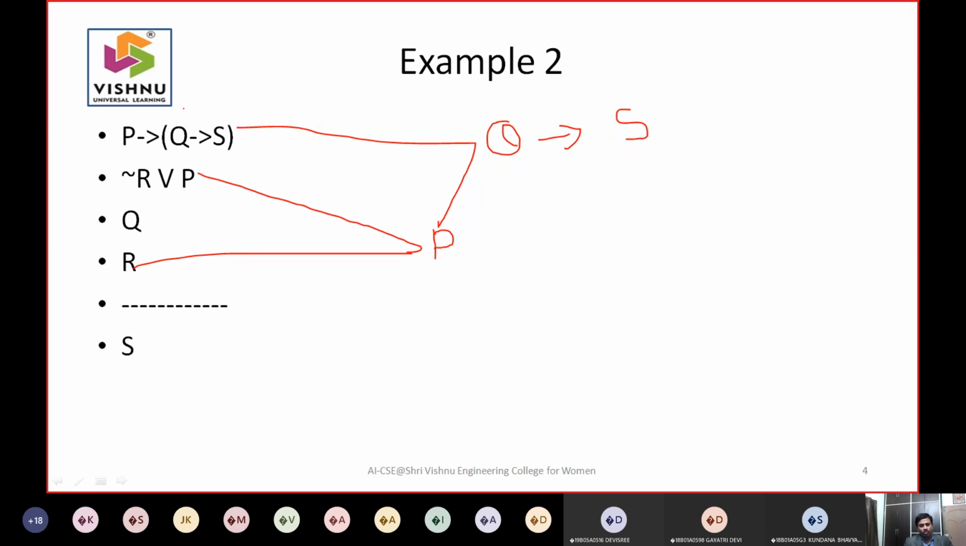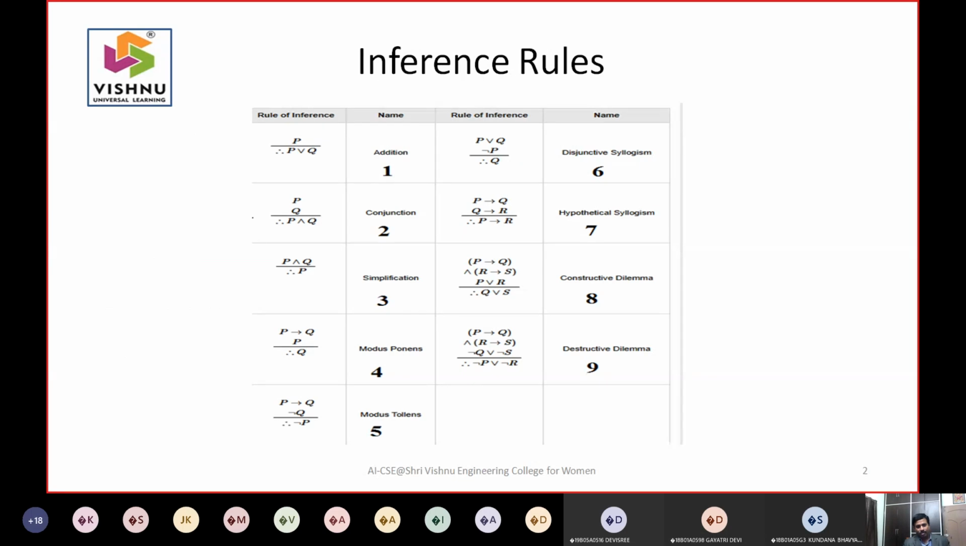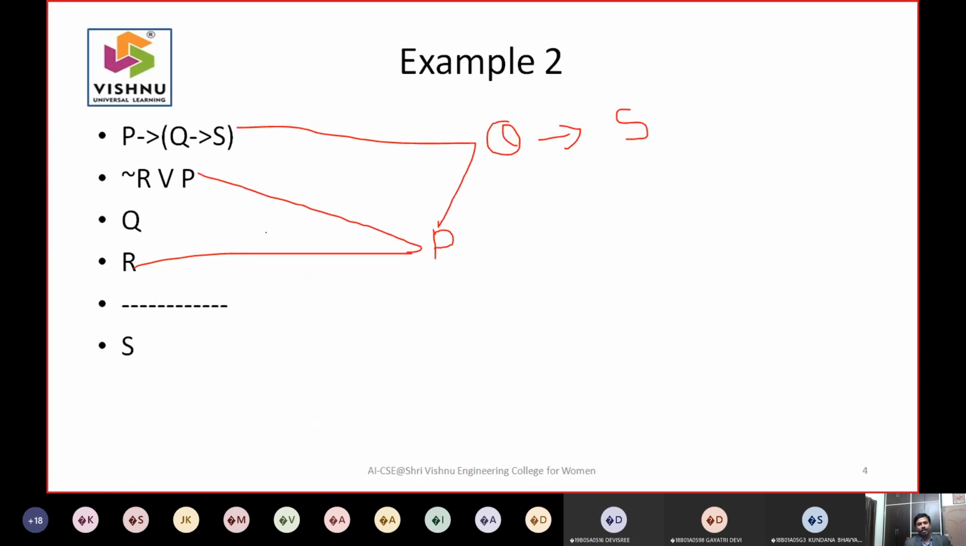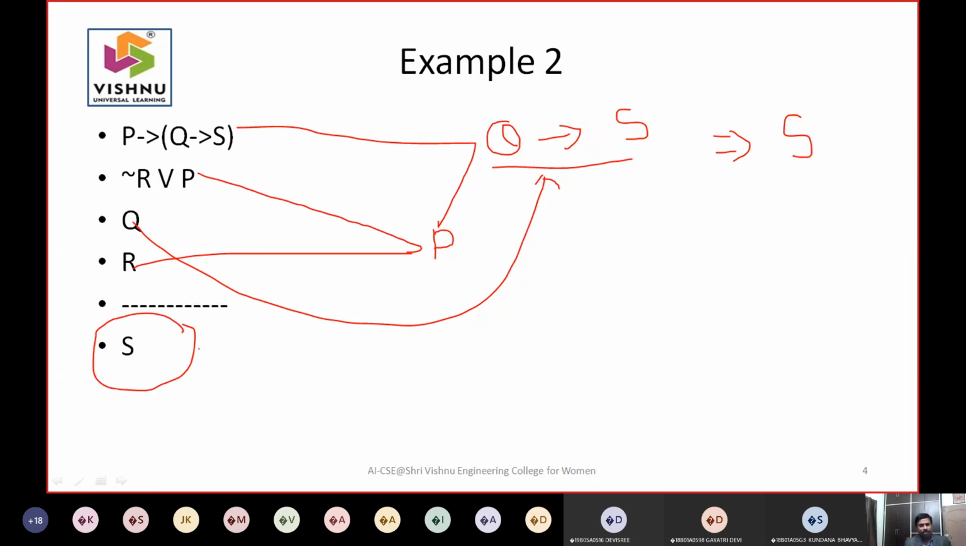So this is modus ponens, that's what you have seen. These rules are implicit, see here. P to Q was given and P was given, the inference is Q. The same thing I have done. P is here, P to Q to S was there, so the inference is Q to S. Q was here and Q to S was there, the inference is yes. So whatever inference was given here is right.